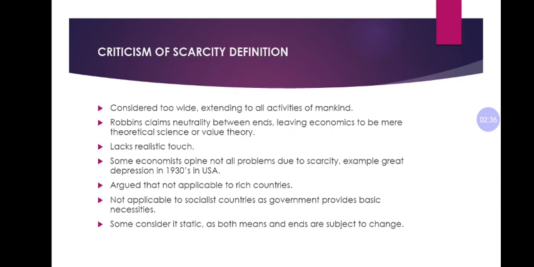But then again, it was considered too wide as it considered all activities not just of social beings but also that of non-social beings. Robbins considered neutrality between ends, but that left economics as mere a value theory. The neutrality also led it to be less realistic. It was also argued that it did not apply to the rich countries who had plentiful resources. It also did not apply to socialistic countries, as it is the government who provides the basic necessities to the people. It was static because ends and means both could change.